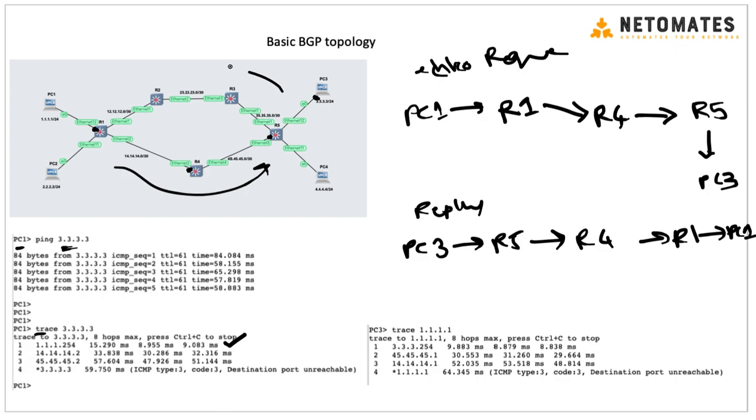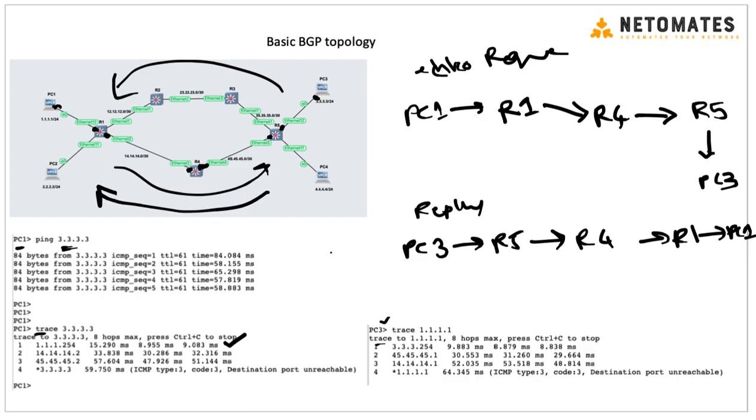So for the reply packet, let's see if it is following the same path. So trace to 1.1 from PC3. It should go to the gateway, which is here 3.3.4. Then it should go to 45.45.1. 45.45.1 is here. Then 14.14.1 is here. Then PC1 is here. So it is coming in the same direction.